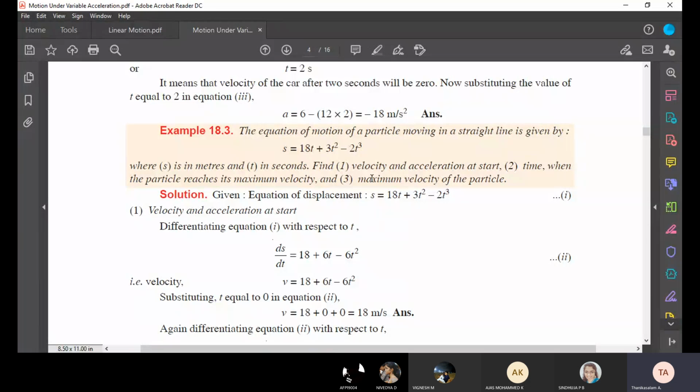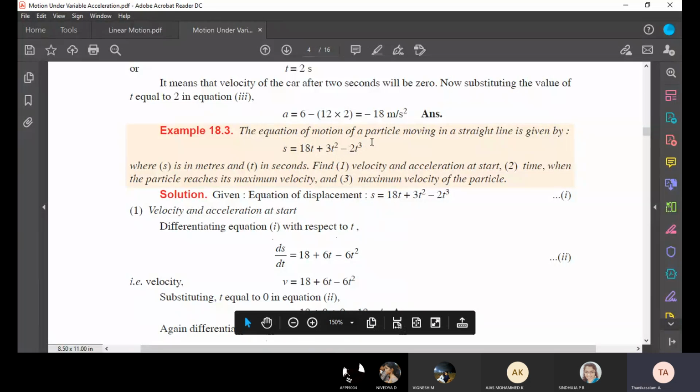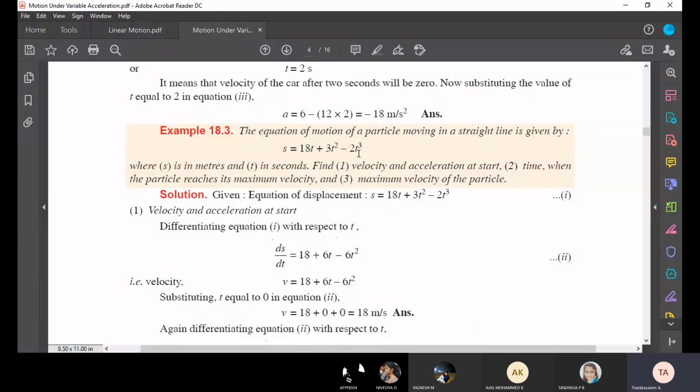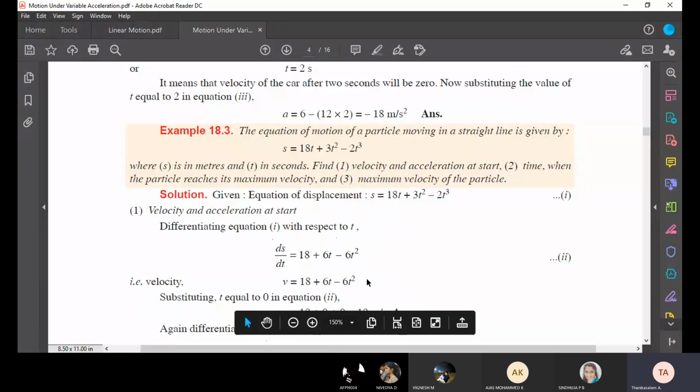At starting means what? Time t equal to 0. This concept must come to your mind: at the starting means time t equal to 0. So what is the velocity? We know velocity equals ds by dt. Already they gave the equation. In the first differentiation, 18t differentiation is 18. 3t squared differentiation is 2 into 3, 6t. Minus 2t cube differentiation is 3 into 2, 6t squared. So we got velocity equal to 18 plus 6t minus 6t squared.